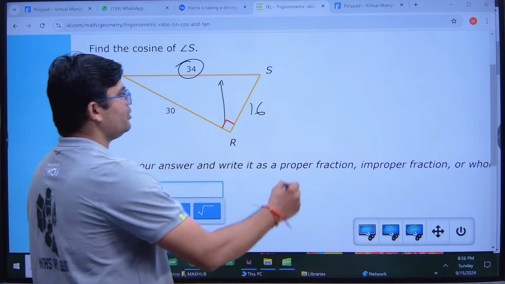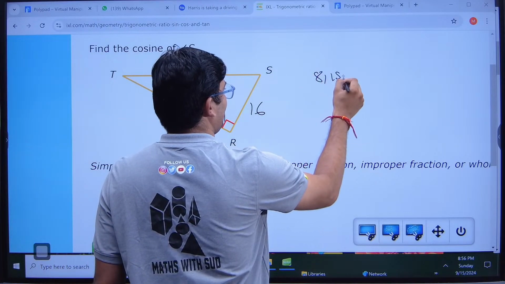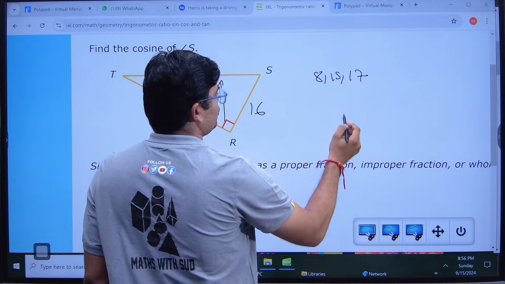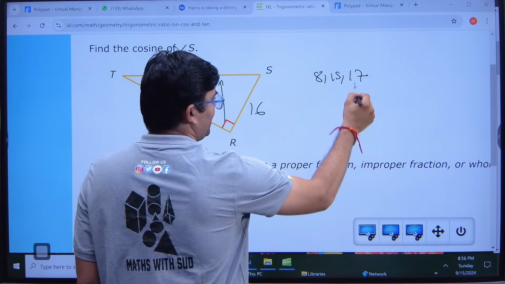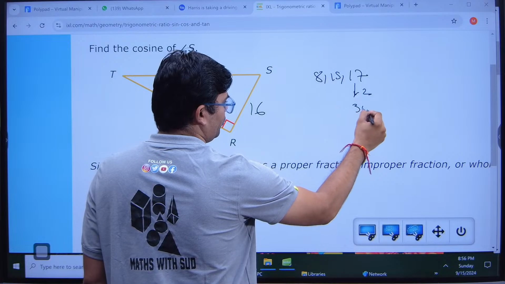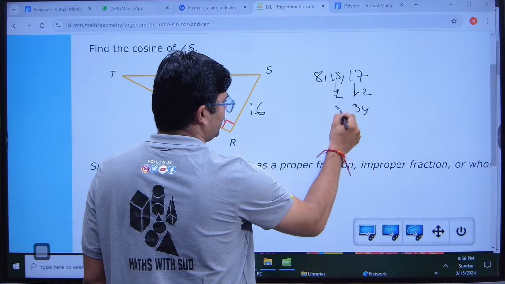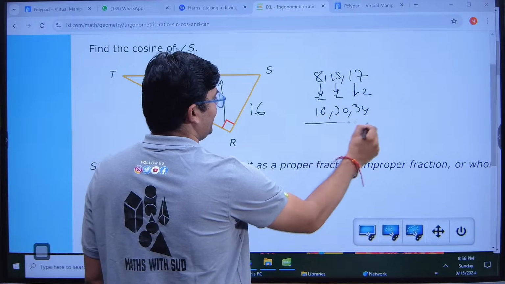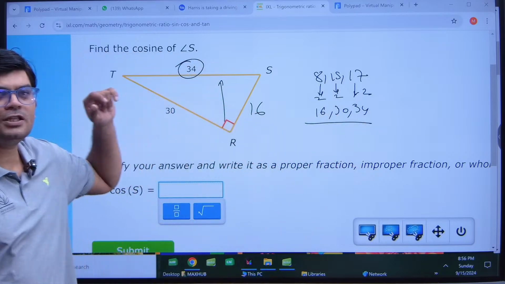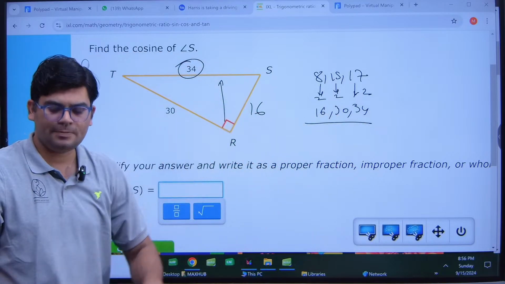What was the Pythagoras triplet? We have 8, 15 and 17. So no need to remember all, just the 5 that I told you. You multiply 17 by 2, you will get 34. You multiply 15 by 2, you will get 30. So that means the third number is also multiplied by 2 to get 16. So automatically, without doing the square and square roots, you can simply say it is 16.